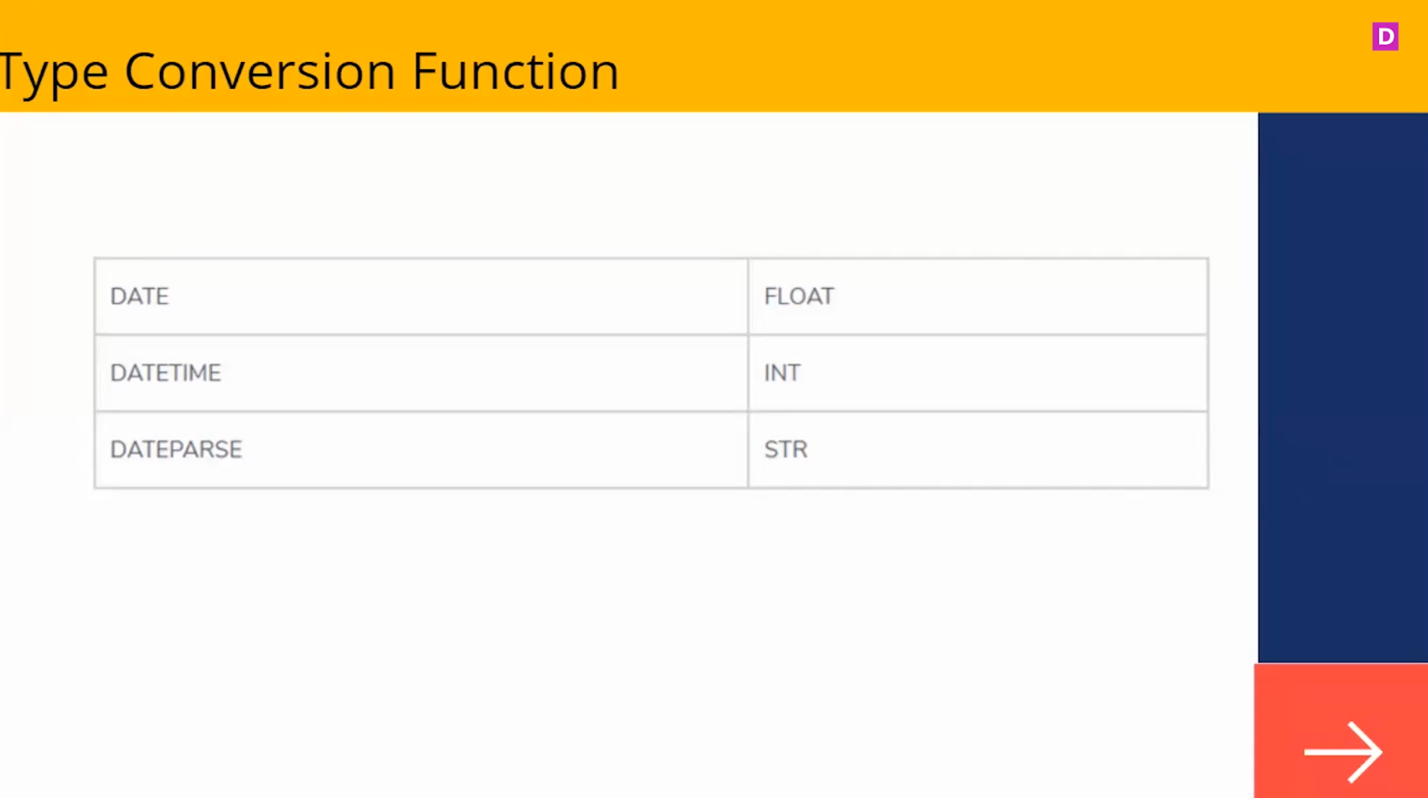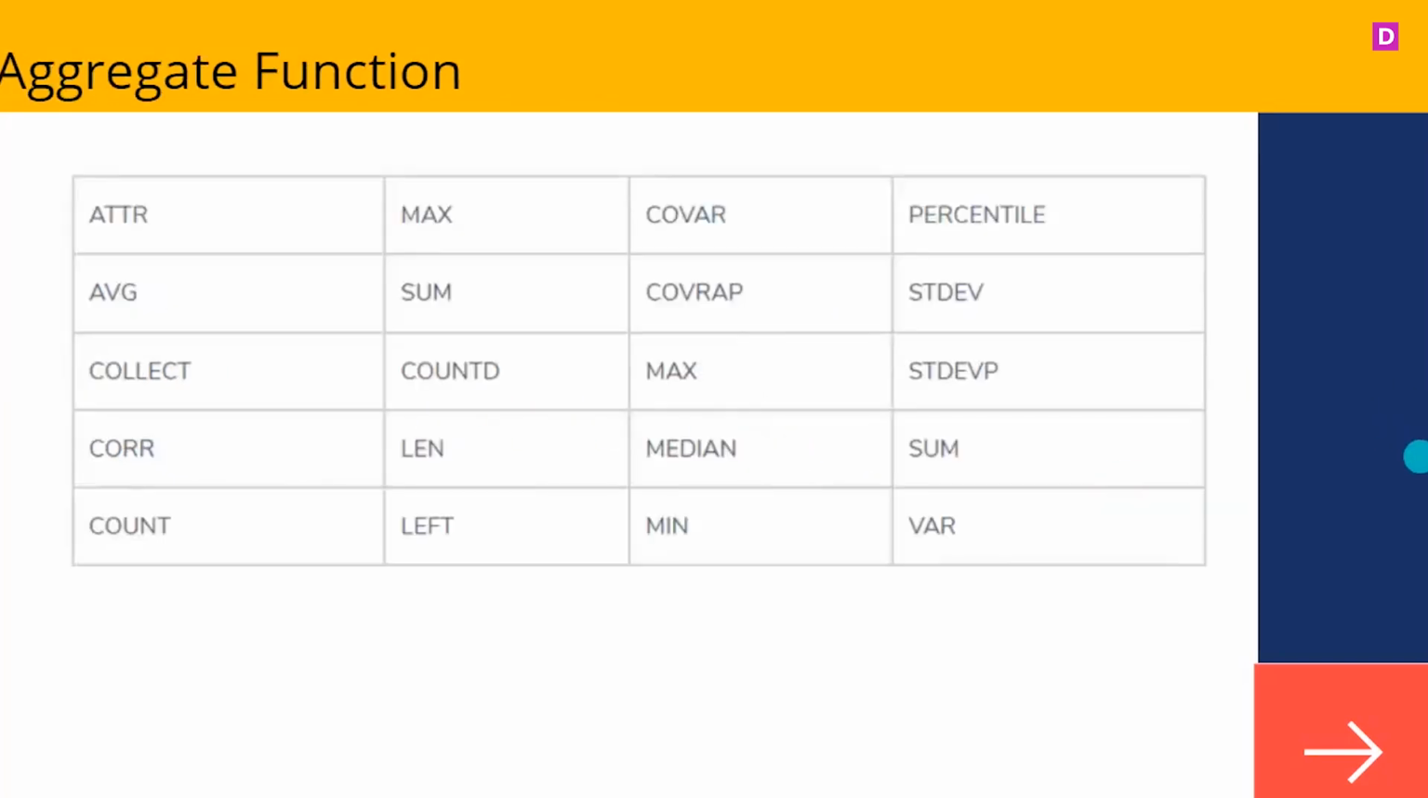So if you give a date expression, the output it will give is that it is going to return the date of that particular expression. Similarly, float could be given, and then integer, all of these things could be used in terms of your type conversion. And now what we need to focus on is definitely your aggregate functions.